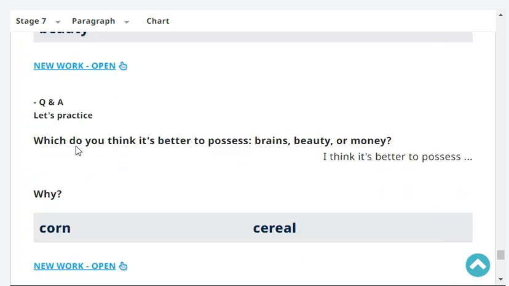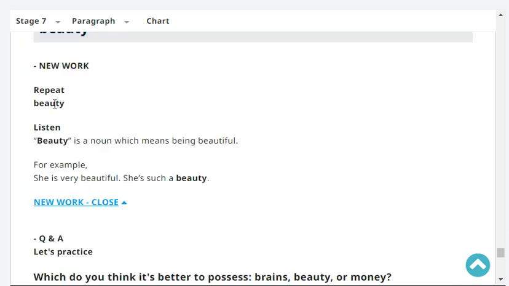Next, repeat. Beauty. Very good. Okay, listen. The word beauty is a noun, which means being beautiful. For example, she is very beautiful. Or we can say she's such a beauty.